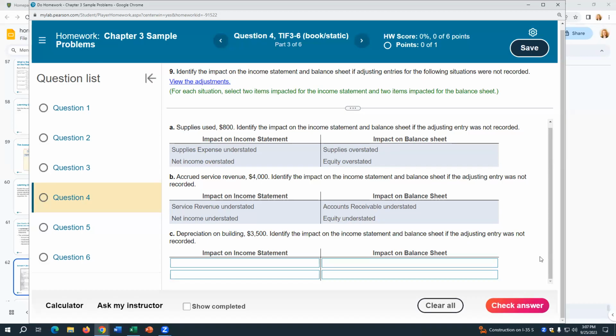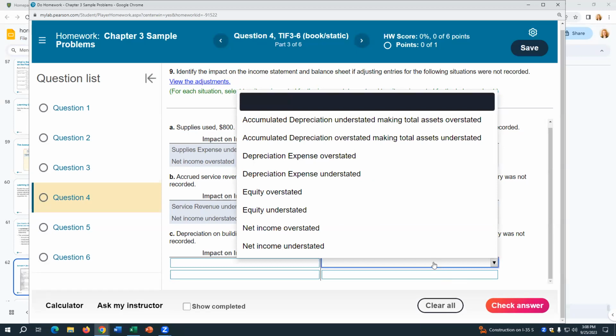Okay, so depreciation on the building was not recorded. So when we record our depreciation, what account are we hitting on our balance sheet? Assets. Yeah, it's the contra asset that you mentioned earlier, right? So accumulated depreciation. If we don't record that, our accumulated depreciation will be what? Understated, because we didn't make an entry to it.